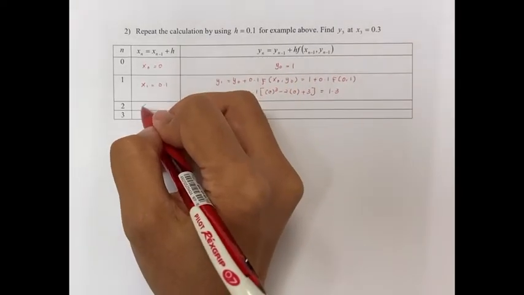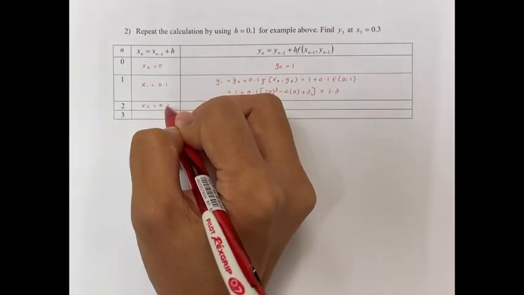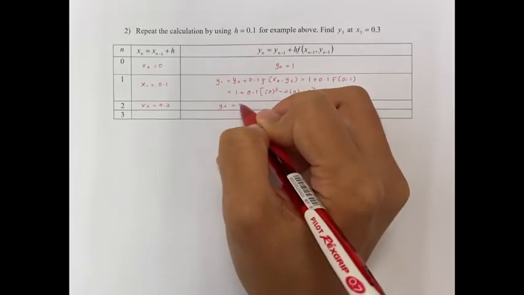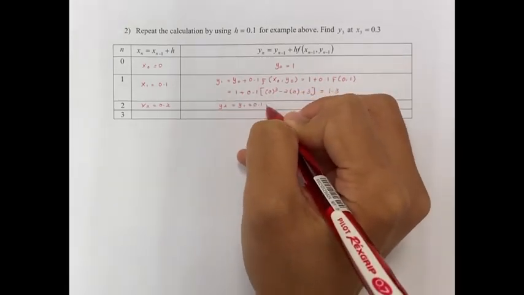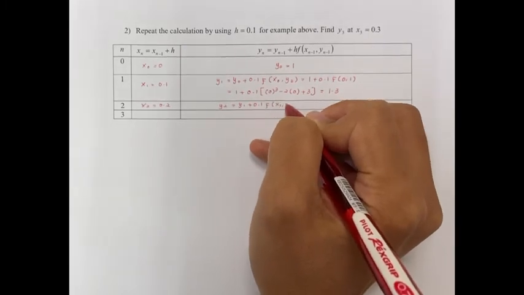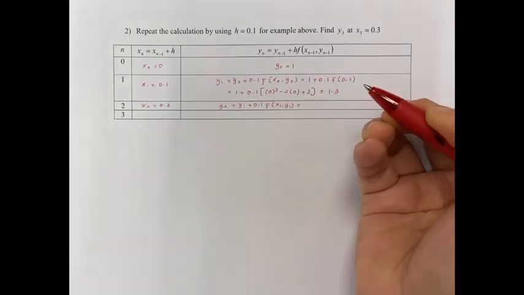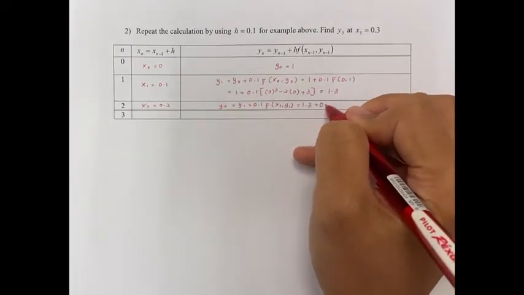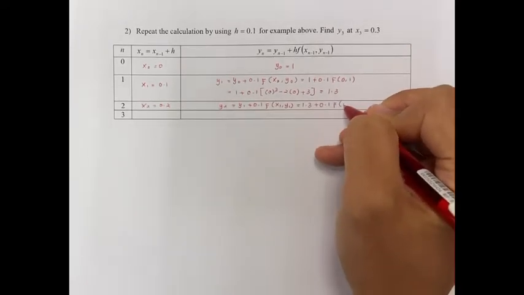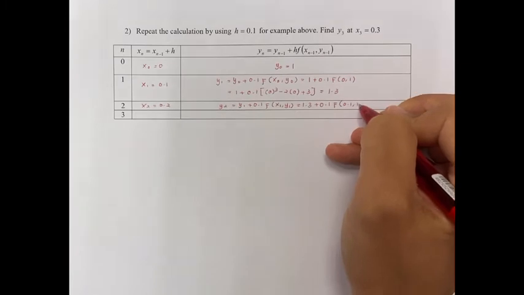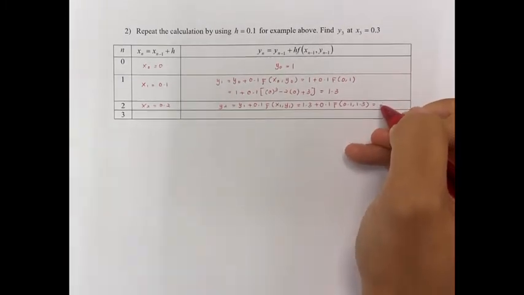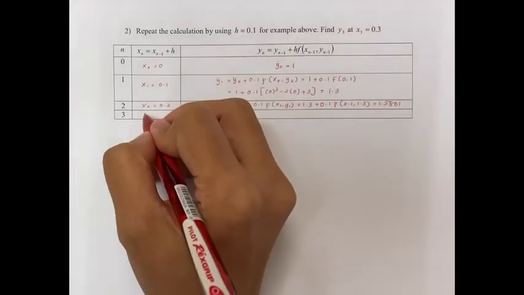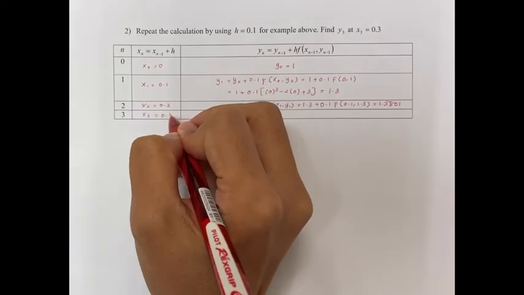And then continue with x2, 0.2. You will have your y2 equal to y1 plus 0.1 f of x1, y1. So for this one, substitute y1. y1 is 1.3 plus 0.1 f of 0.1, 1.3. And the answer is 1.5801.